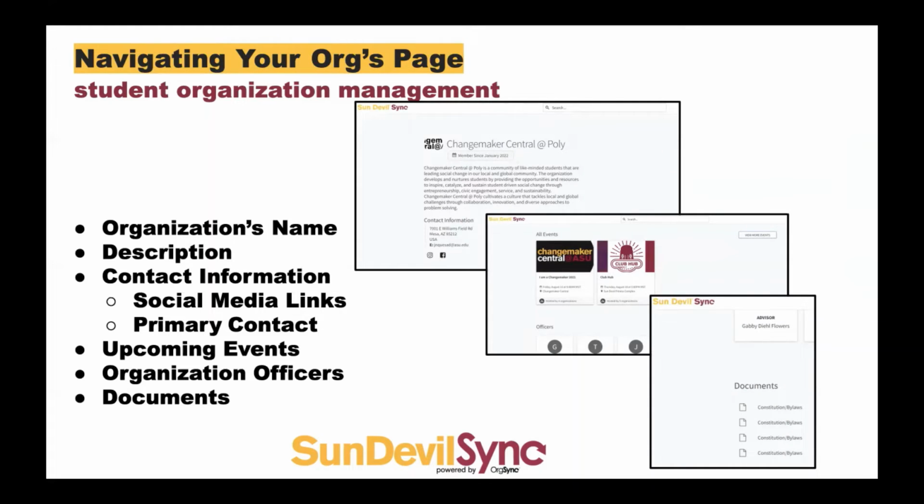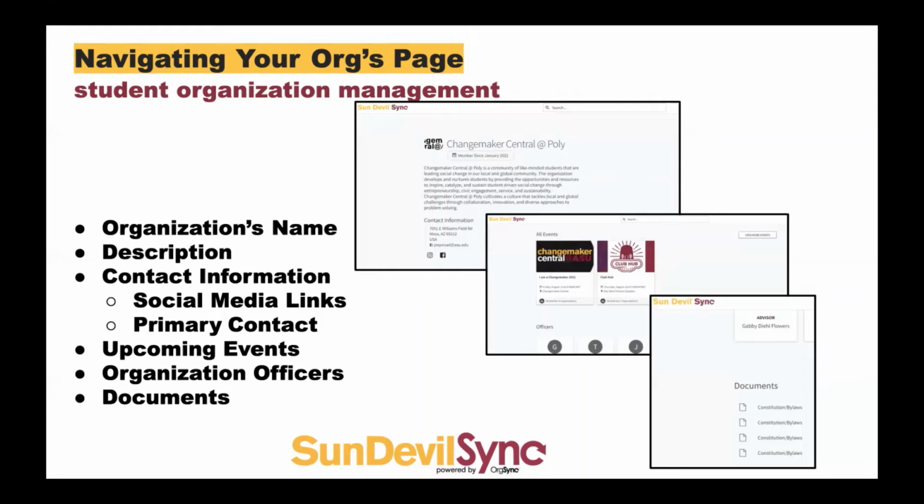There's your organization's name, and then there will be an opportunity to have a description of your organization as well as contact information. So whoever your primary contact is for your organization, as well as maybe you have social media links, so Facebook, Instagram, maybe you have a Snapchat, and then maybe you also have a specific email that is for your organization. So then you can put that there as well.